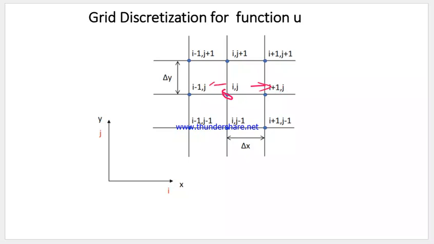If you move back here, it means our i has decreased by 1 and j remains the same. If we move up here, it means our i remains the same, but j has increased by 1 in the y direction. If we come down as well, our i remains the same, but j minus 1, j has reduced by 1. Similarly here. So we are just moving in the Cartesian plane.